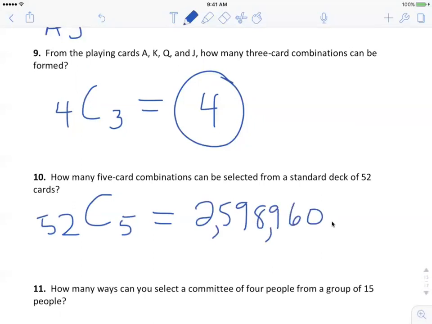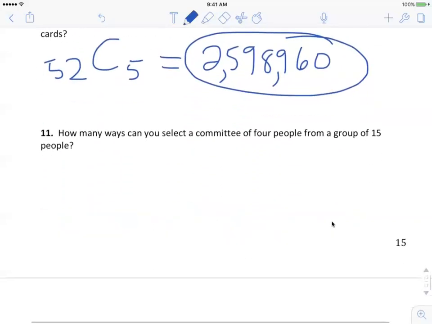All right. So there's lots of different poker hands. Okay, so again, I'm calculating these just with the calculator. You do that too. That's my advice again.